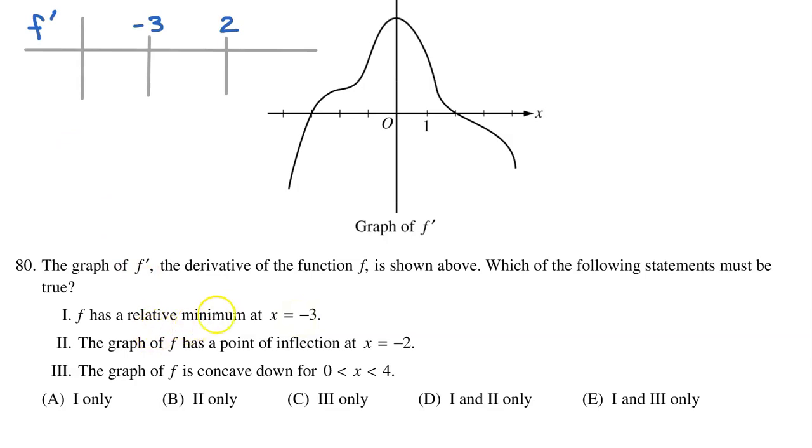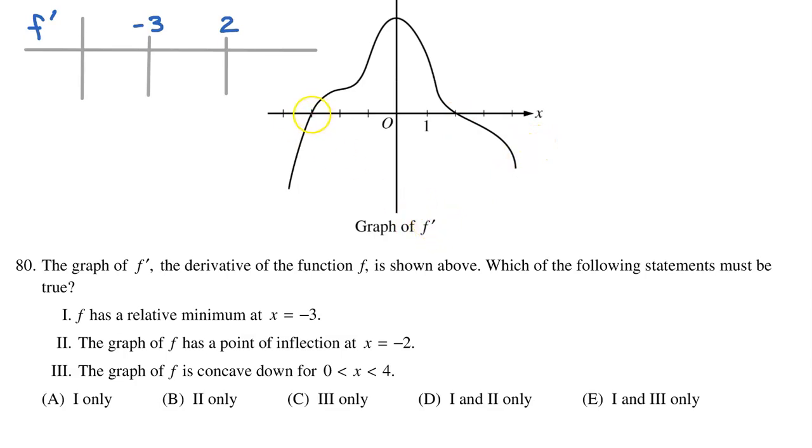Our favorite way of finding a relative min or a relative max is to make a sign chart of f prime and then see if it changes from positive to negative or from negative to positive, which tells us if we have a relative max or a relative min at that particular value of x. But we don't need to make a sign chart because all of that information is right in front of us on this graph of f prime.